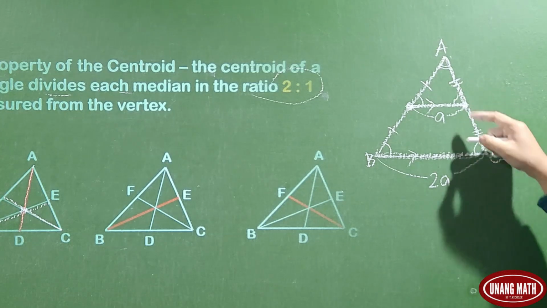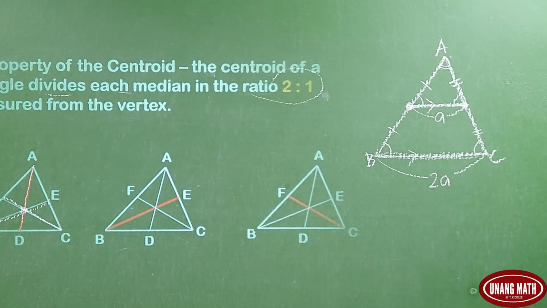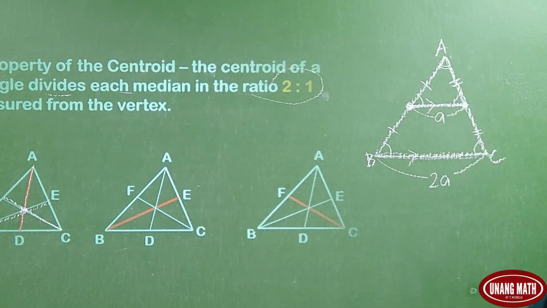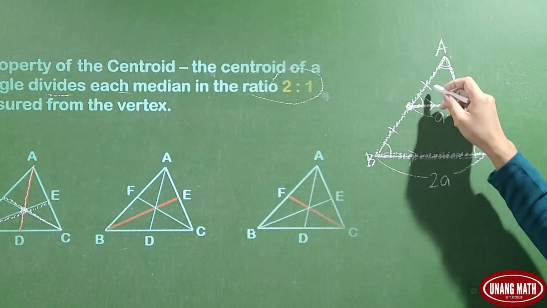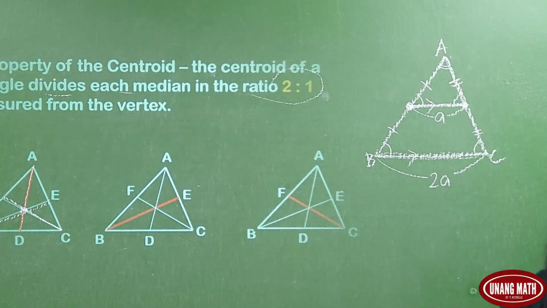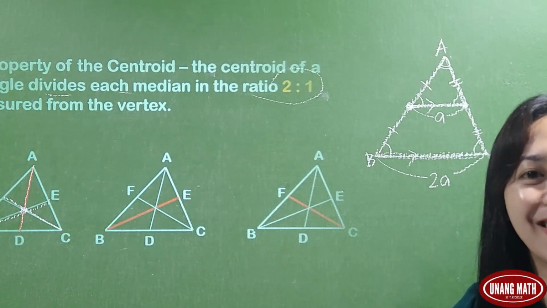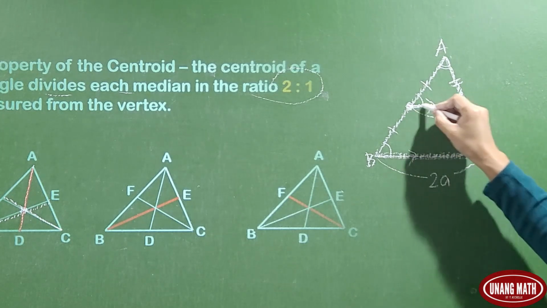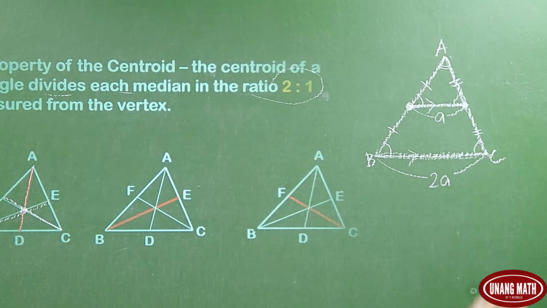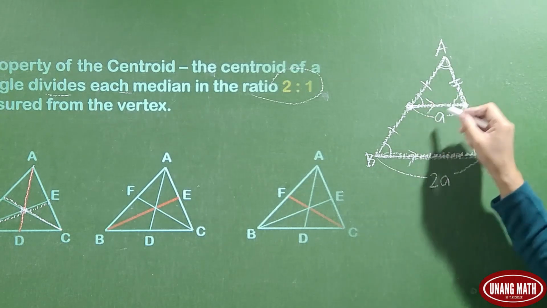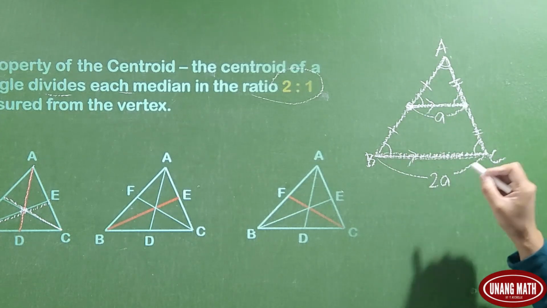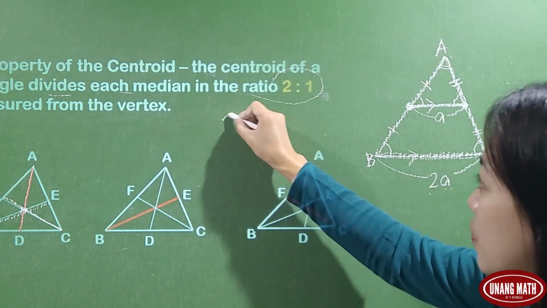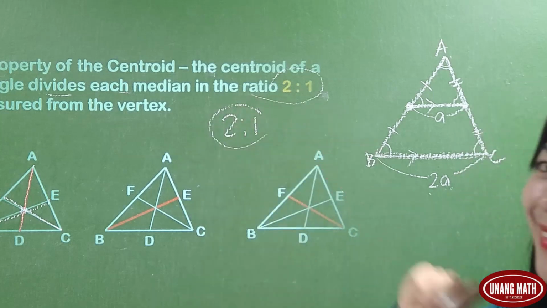This and this angle are also corresponding angles. So this is AA similarity. So these two triangles are similar figures. If similar figures, then the ratio of the length of the corresponding sides are constant or equal. Take note, this is half the measure of this segment. This segment corresponds to this segment. It means the ratio now is 2 is to 1.